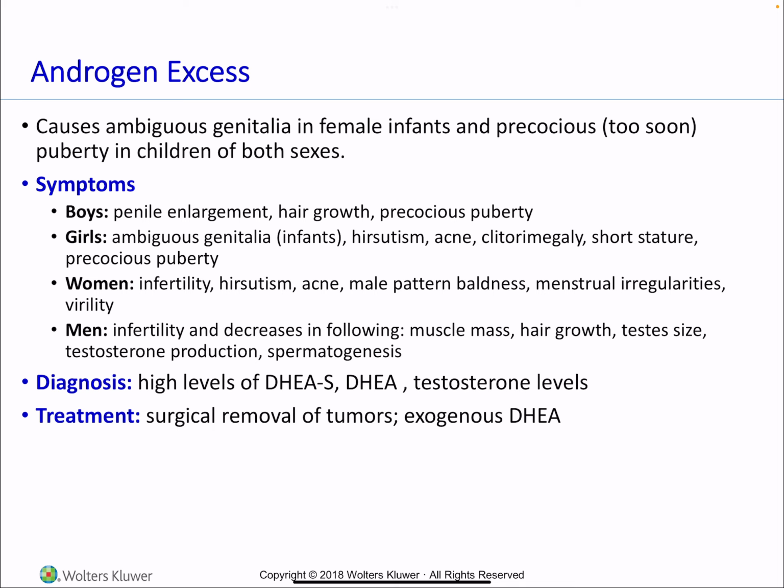DHEAS and the DHEA. Also, you can look at the testosterone levels. So these are the precursors. DHEA and DHEAS are the precursors used in the androgen production. And again, androgens are produced as byproducts of cortisol synthesis that are regulated by ACTH. Treatment would warrant surgical removal of the tumors or exogenous DHEA.